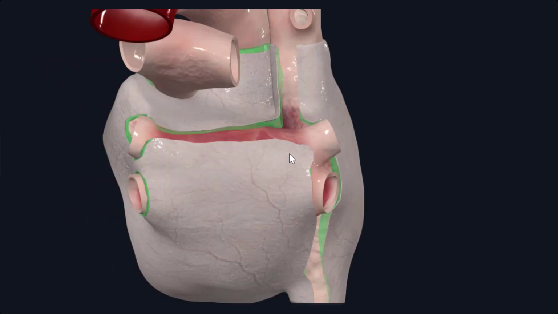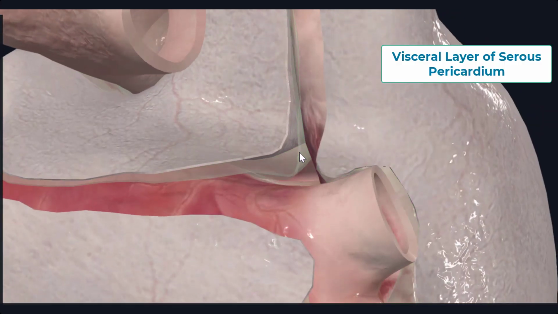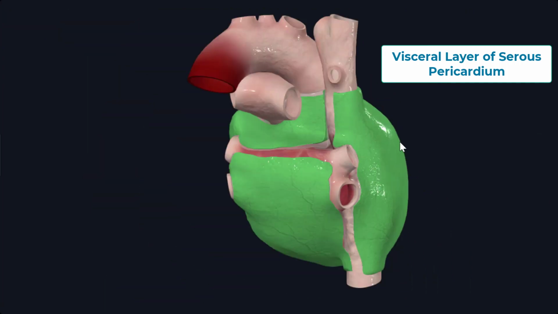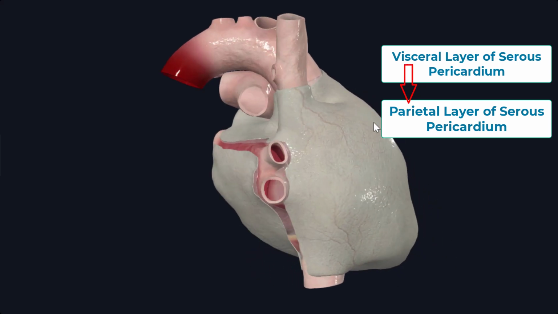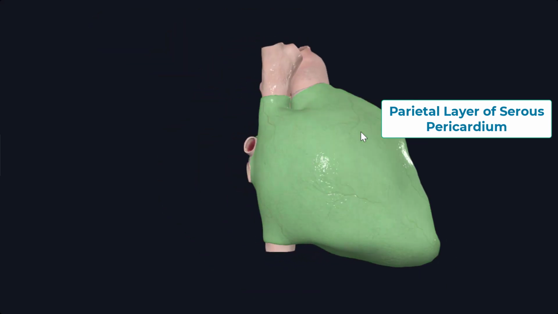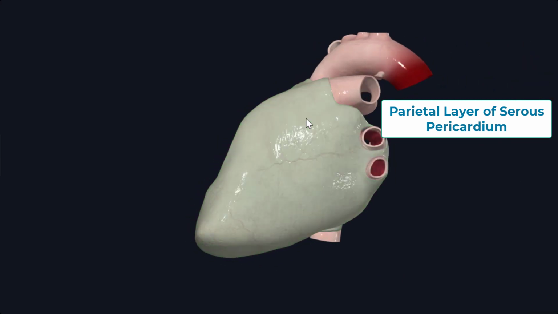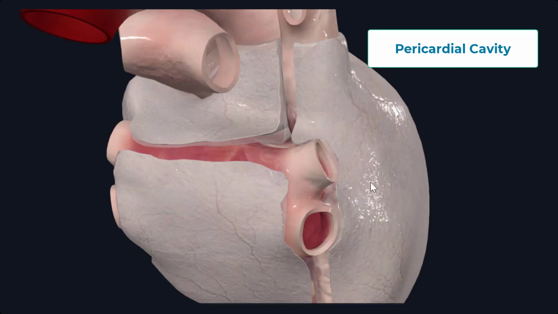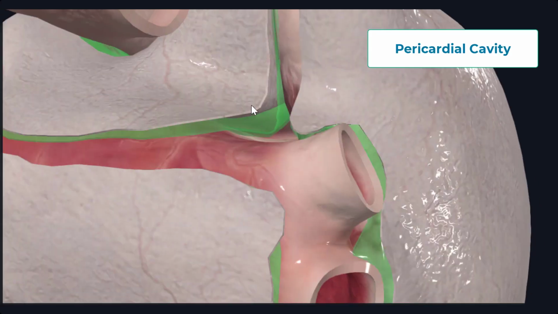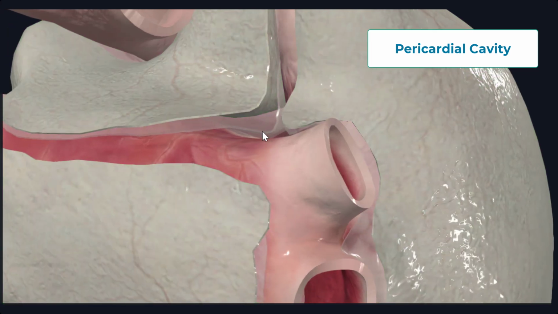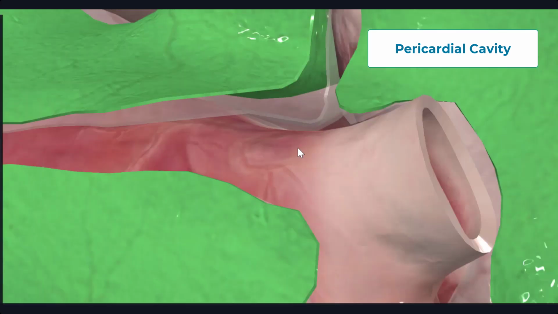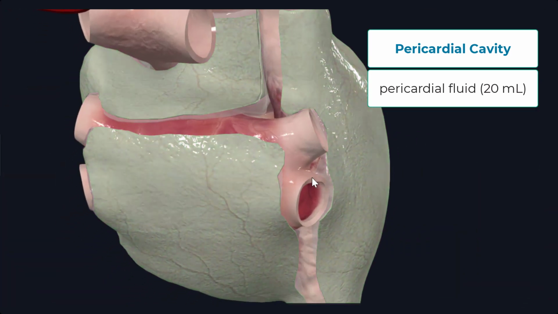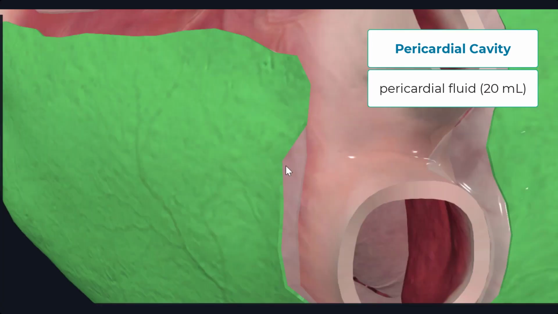At the base of the aorta and the pulmonary trunk, the mesothelium of the visceral layer of the serous pericardium is reflected and becomes continuous with the parietal layer of serous pericardium, such that the parietal layer of serous pericardium also consists of a layer of simple squamous epithelium called mesothelium. The pericardial cavity lies between the visceral layer and the parietal layer of serous pericardium. It normally contains a small amount of pericardial fluid, which allows friction-free movement of the heart during diastole and systole.